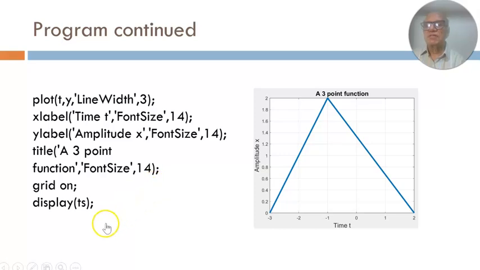Okay. So now when you execute this program, this is what you will get. So from -3 to -1, you got a line with a positive slope going from 0 to 2. And then from -1 to 2, you get a line with a negative slope changing from 2 to 0.